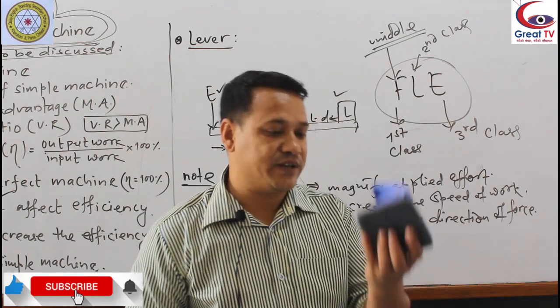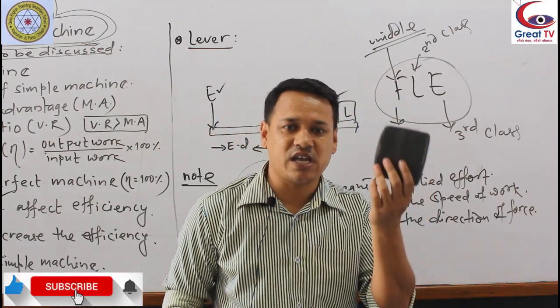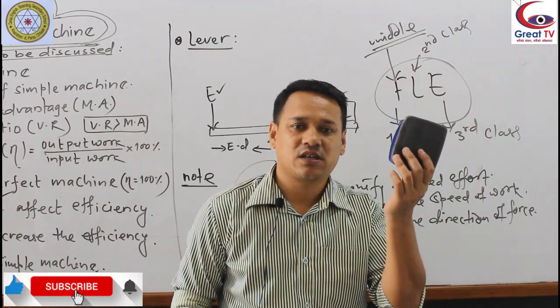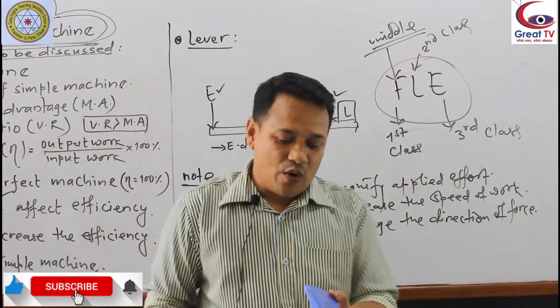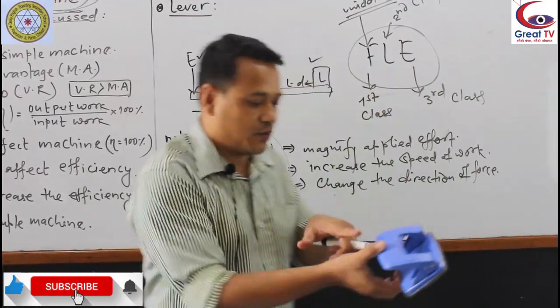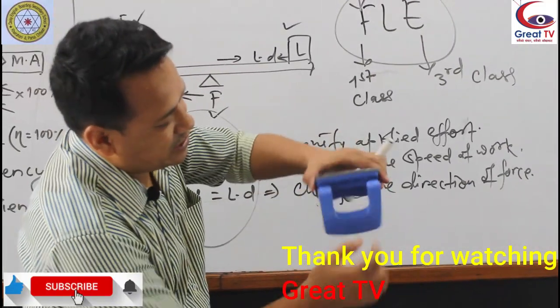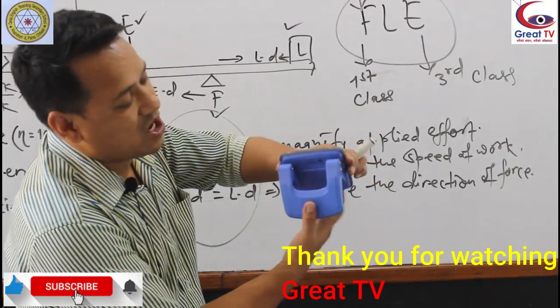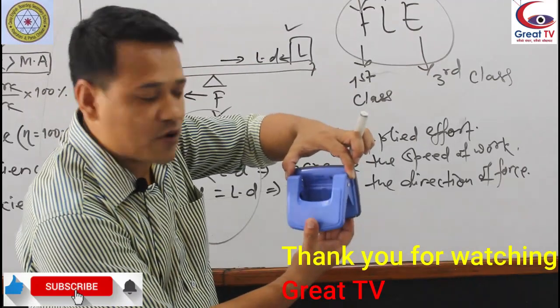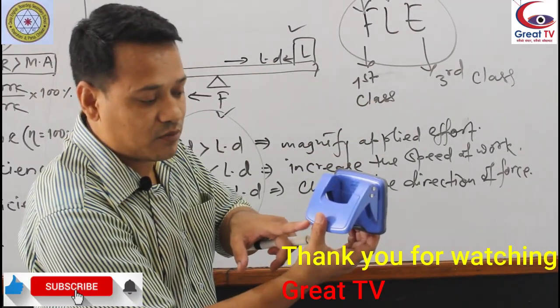Similarly, this one, punching machine. Which class of lever is this? Can you say? Look at here. We apply the effort at this point. The supporting point is here. This connecting point is the fulcrum. Here is the fulcrum. Here is the effort.